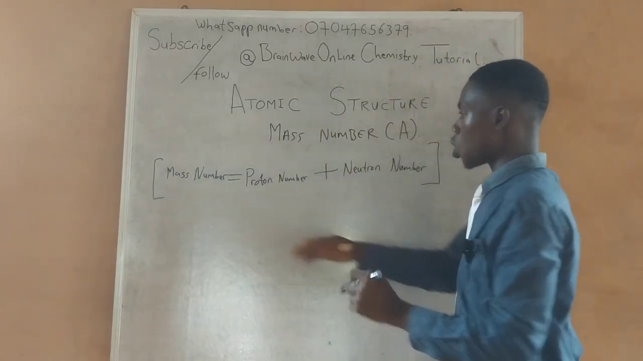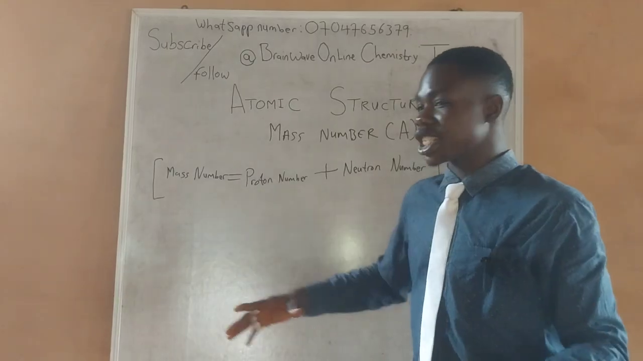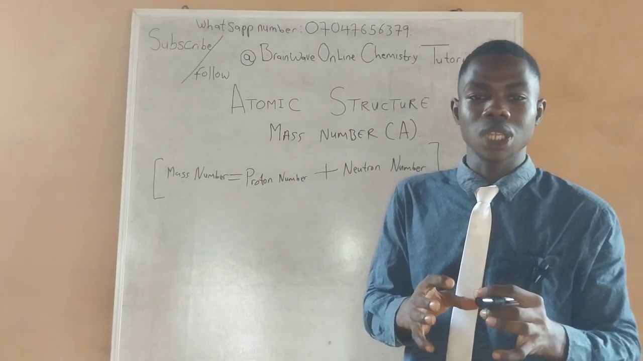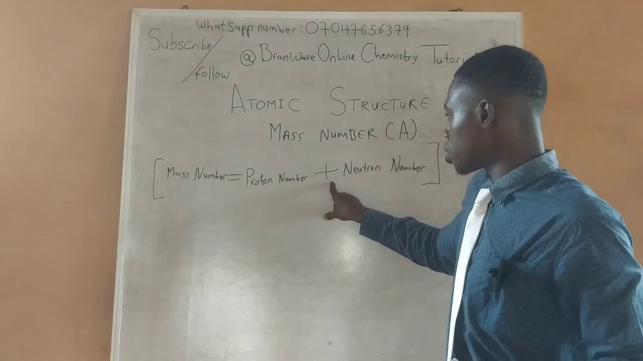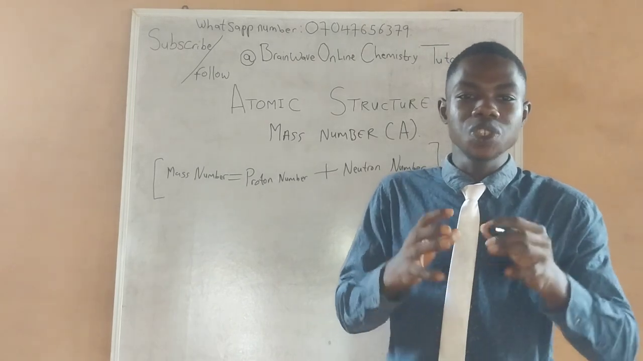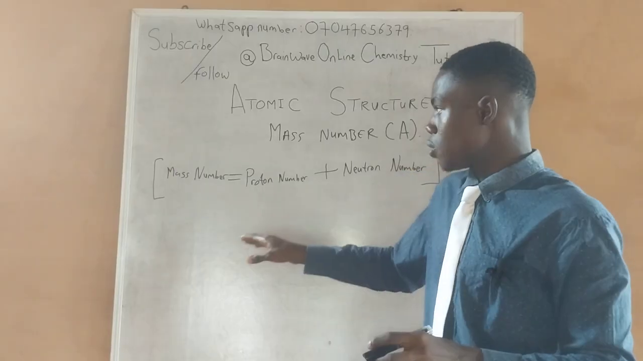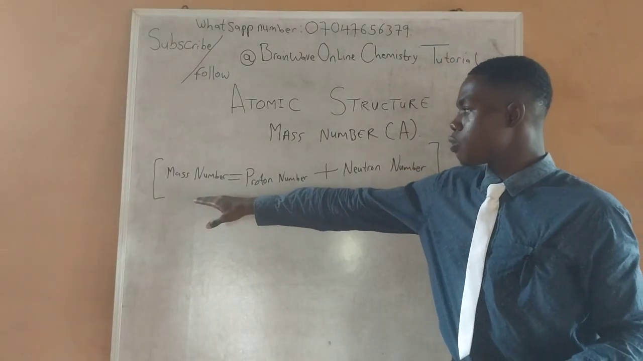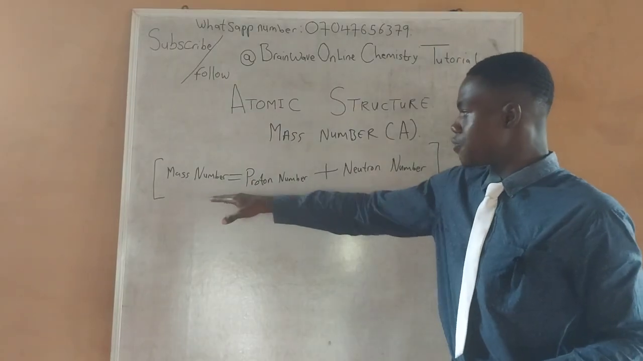Please, we should take note of this. This is what mass number is talking about. Mass number is the sum of the number of protons and neutrons of an element. Sum simply means addition. So mass number is the sum of the number of protons and neutrons in one atom of an element. Please take note of this formula. It is very helpful.